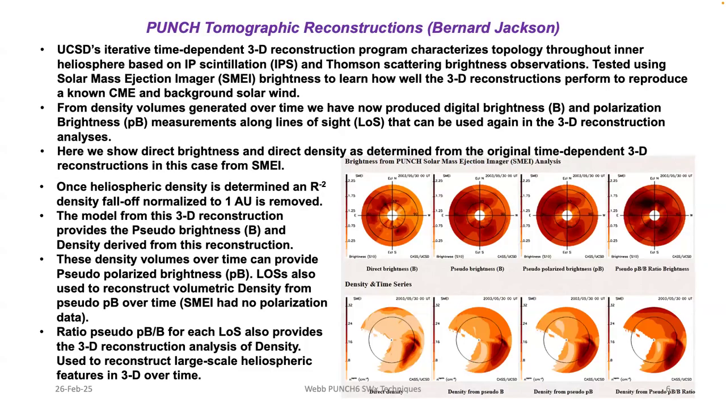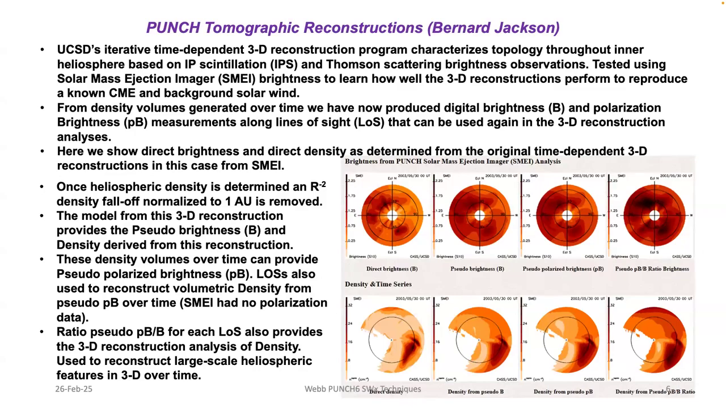So UCSD has an iterative time-dependent 3D reconstruction program, which works throughout the inner heliosphere based on using IPS and Thomson scattering brightness observations, IPS primarily for velocities. It's this data he's been testing it with, SMEI brightness, to learn how well the 3D reconstruction performs to reproduce a known CME in the background solar wind.